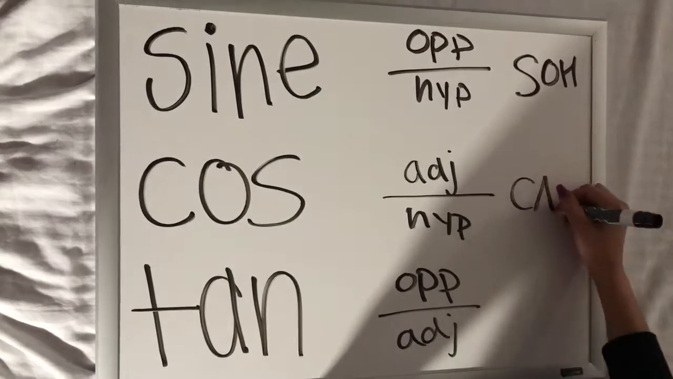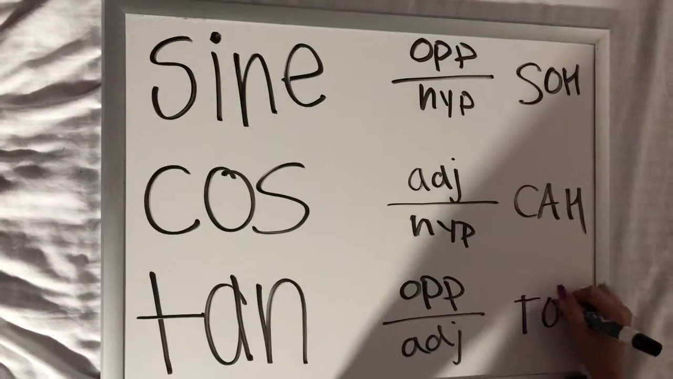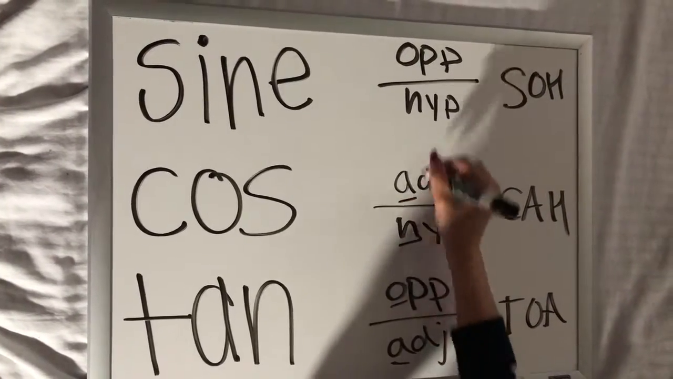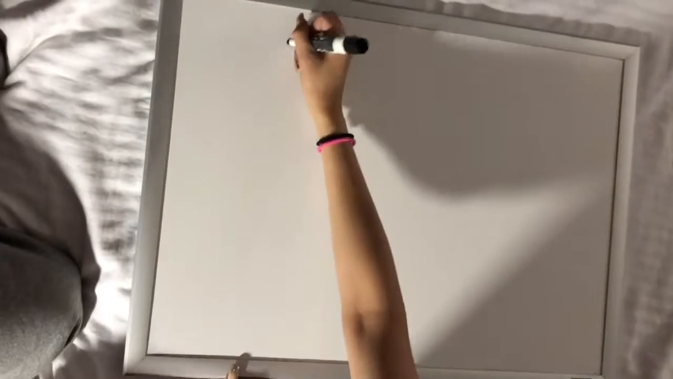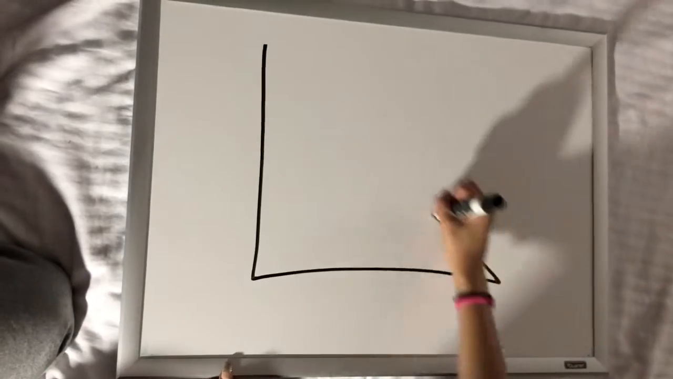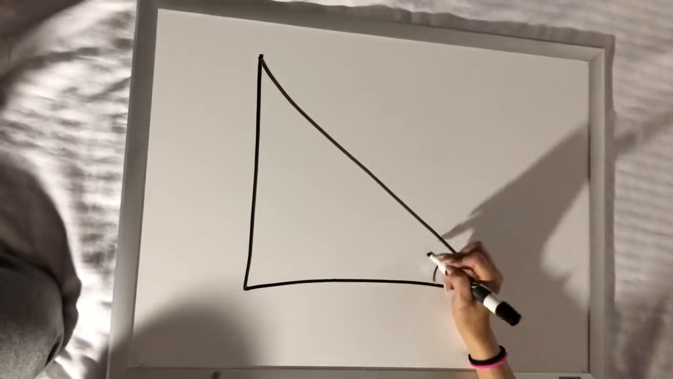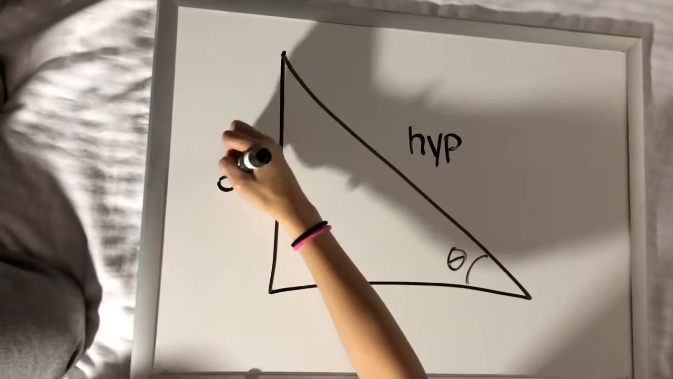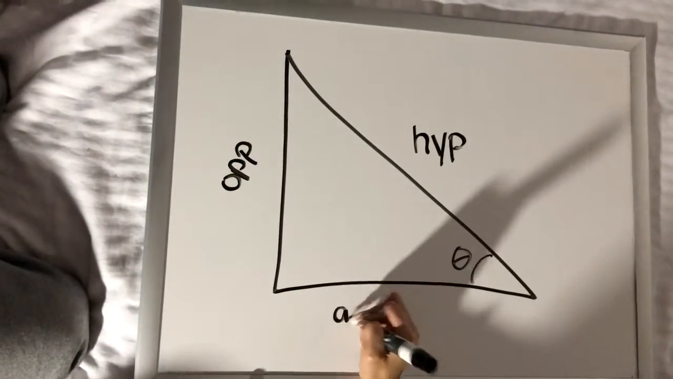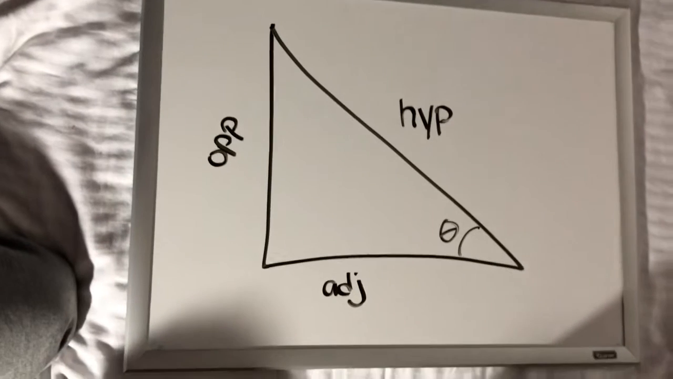So in SOHCAHTOA, sine is SOH, cosine is CAH, and tangent is TOA. Remember that this mnemonic device will only work if it is a right triangle. The hypotenuse side is opposite of the 90-degree angle, the opposite side is opposite of theta, and the adjacent side is next to theta.